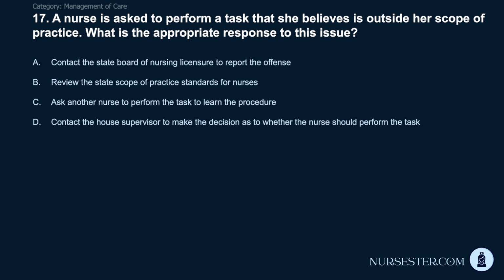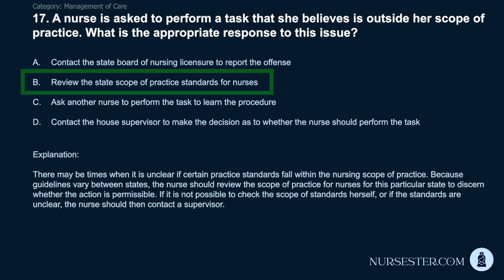17. A nurse is asked to perform a task that she believes is outside her scope of practice. What is the appropriate response to this issue? A. Contact the State Board of Nursing Licensure to report the offense. B. Review the state scope of practice standards for nurses. C. Ask another nurse to perform the task to learn the procedure. D. Contact the house supervisor to make the decision as to whether the nurse should perform the task. Correct answer: B. Review the state scope of practice standards for nurses.